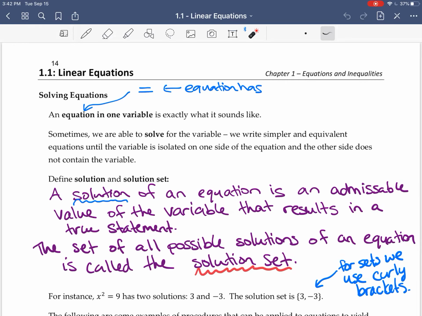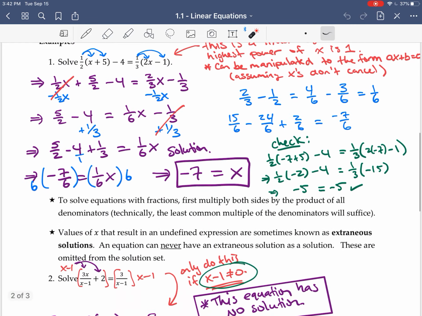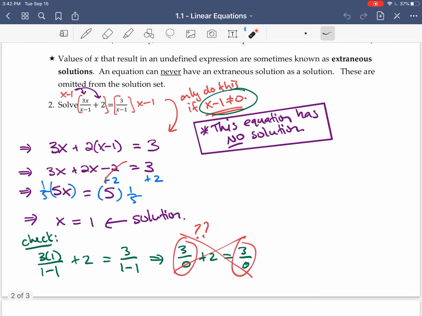In this video, we're just going to do a couple of extra examples solving linear equations. So first of all, I wanted to talk about this one that we already solved. 3x over x minus 1 plus 2 equals 3 over x minus 1. The way we solved this was to multiply by x minus 1 on both sides, basically to kill off all the denominators that were there.